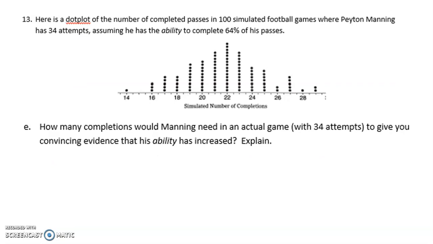How many completions would he need to give you convincing evidence his ability increased? So you're going to look at the highest number, which in this case would be 29. We would say he would need more than 29, sorry. And the reason why is because 29 is the highest number within the simulation.